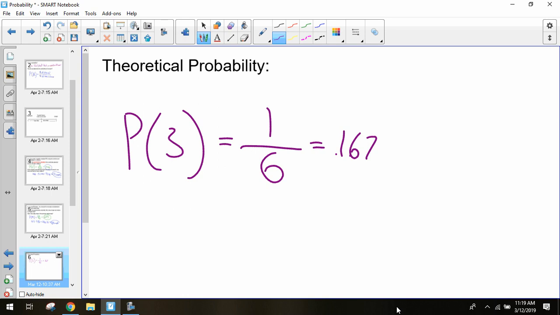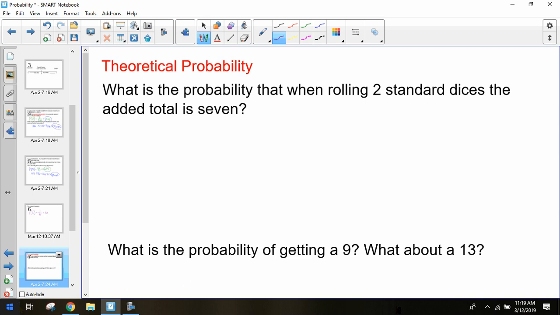And so this one we might have to think a little bit more. Let's say we want to find the probability that when rolling 2 standard dice, so I have 2 6-sided dice, I roll them, how many times do I get a 7? We have to think of 2 things. One, how many desired outcomes are there, how many possibilities will give me a 7? And then how many total possibilities do I have?